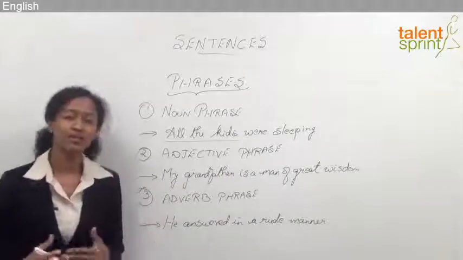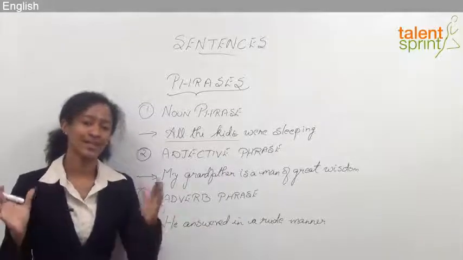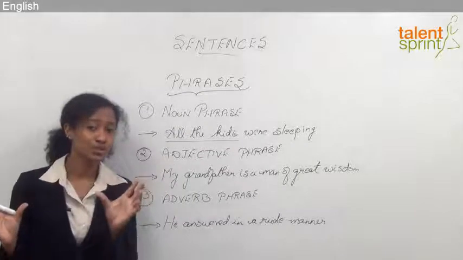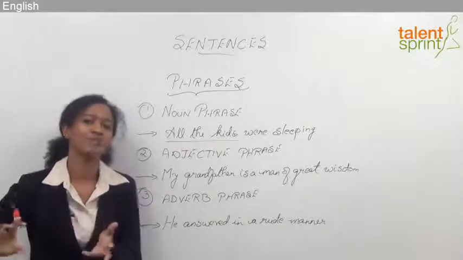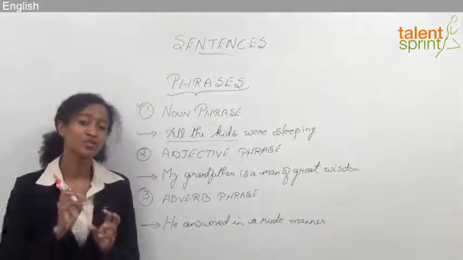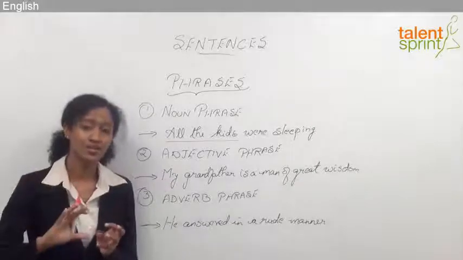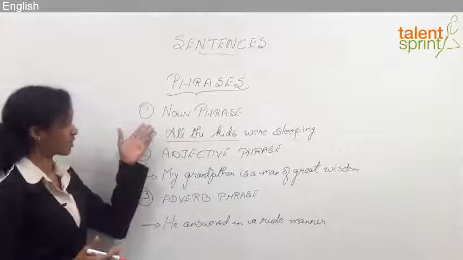So let's take another example. How to do it is a difficult question. In that sentence, how to do it is my subject or noun phrase. Is a difficult question becomes my complement. What's a complement? A complement is a group of words included in a sentence to make its meaning more complete. So we understand what a noun phrase is.